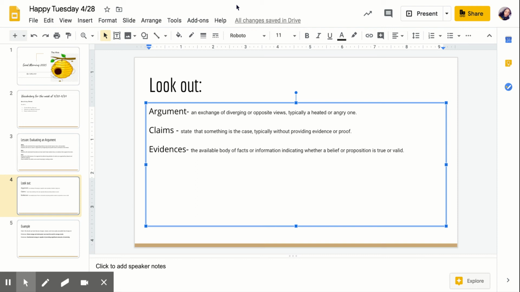So, all right, I had us looking out for these words already. So we have argument, an exchange of diverging or opposite views, typically a heated or an angry one. Okay, so that would actually be the definition of an argument as far as between two people. But like stated in the text, an argument will be what the author is trying to prove. Okay, so let's scratch that out because that's not even correct. I'm sorry, that's not even correct.